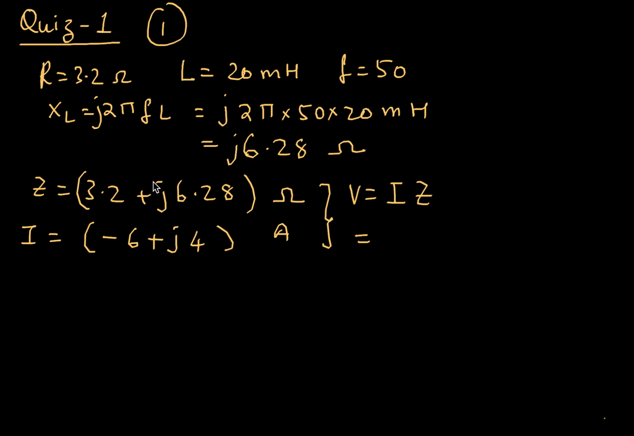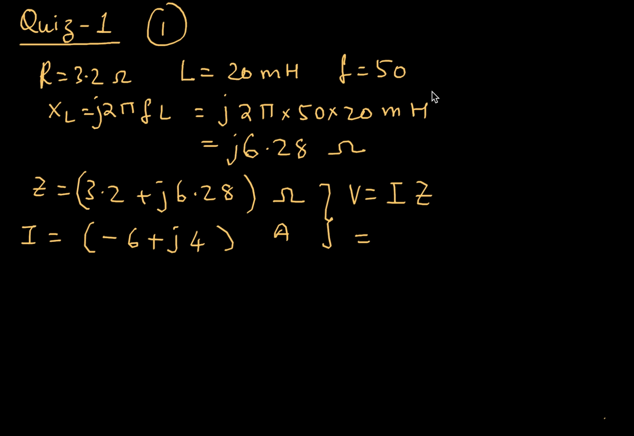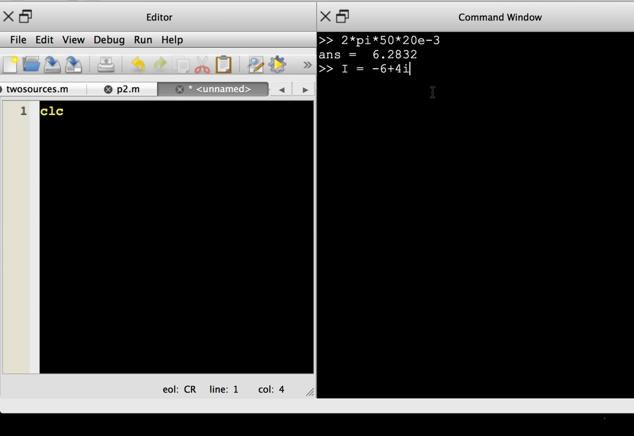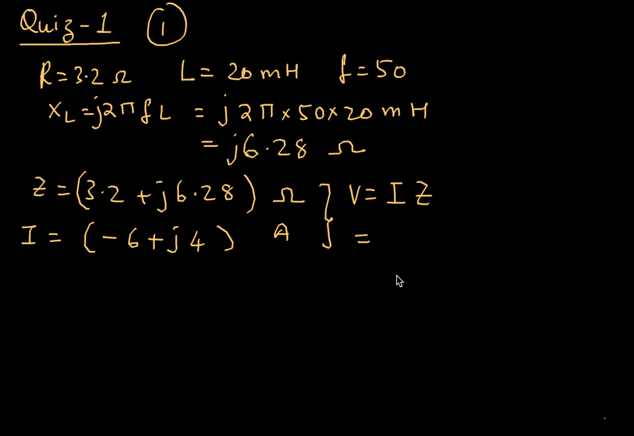Now I can convert them into polar form and then multiply them. It all depends on your calculator. So on the calculator I'm using, I define I equal to minus 6 plus 4i, and then I define my impedance Z as 3.2 plus 6.28i. And then V equal to I into Z. So minus 44.32 minus 28.88.